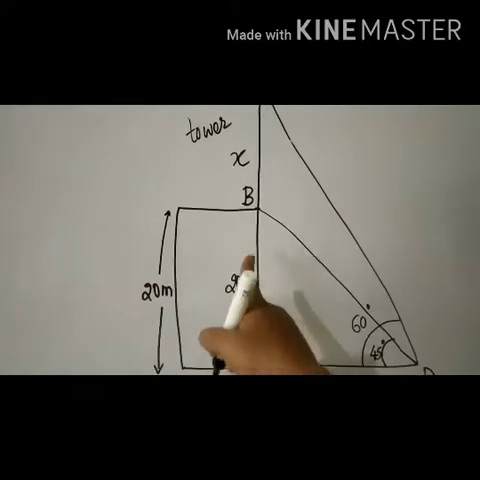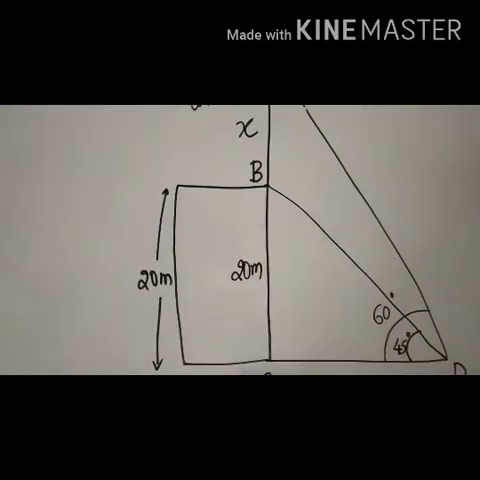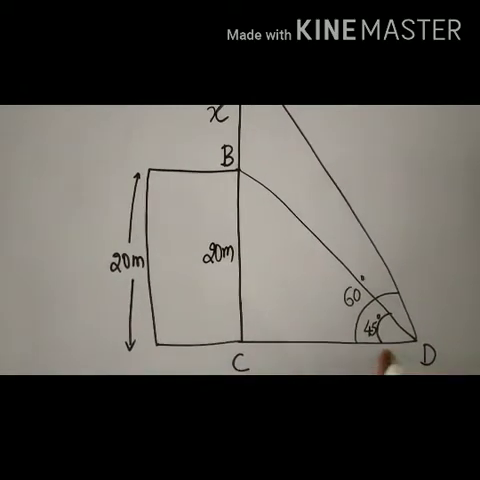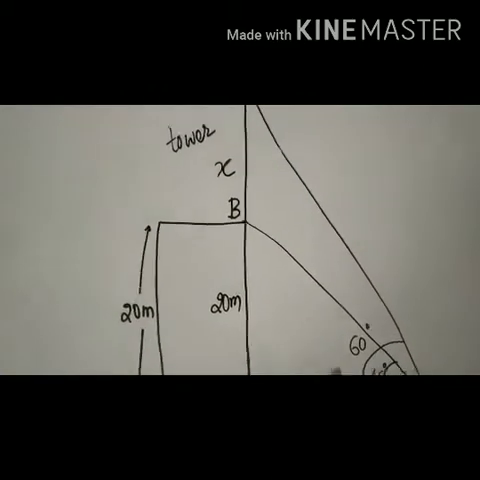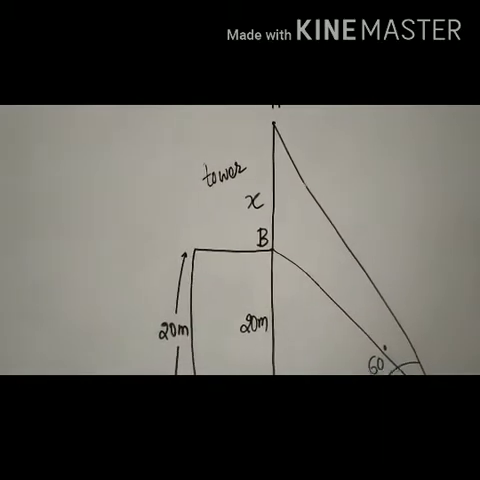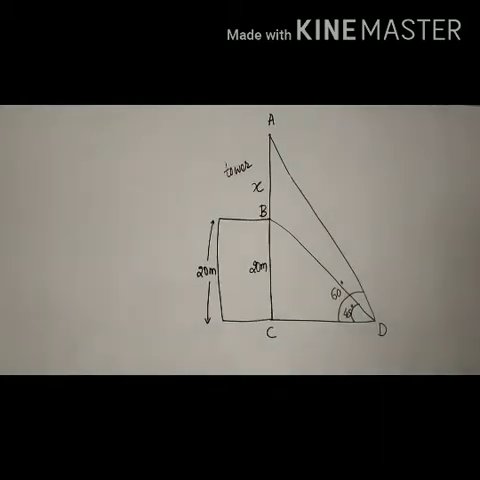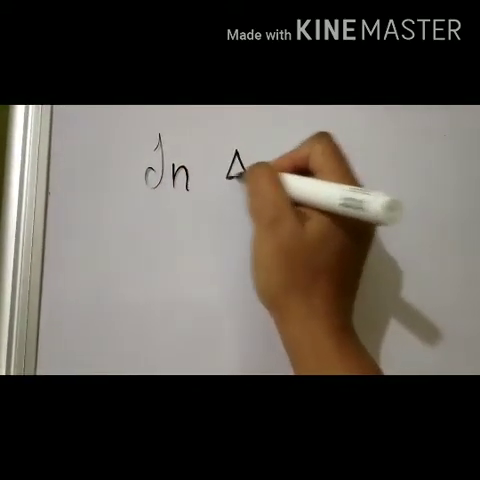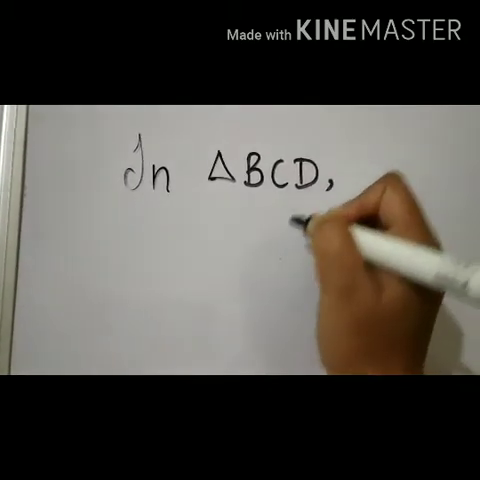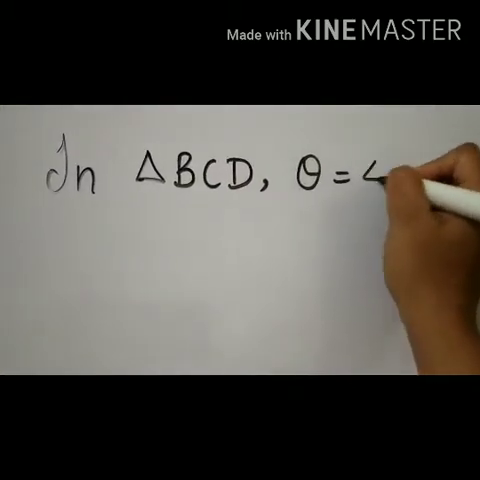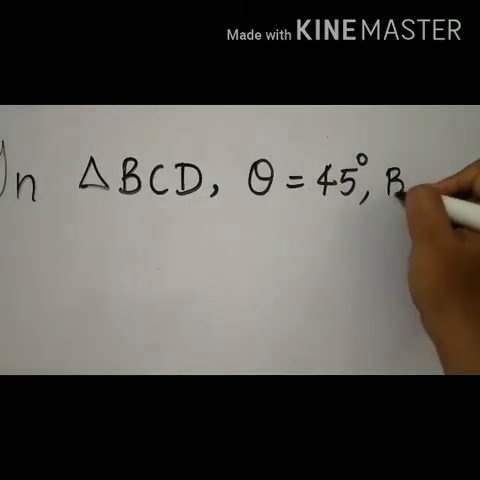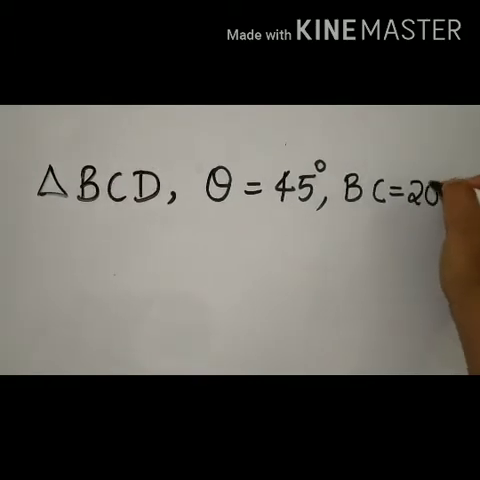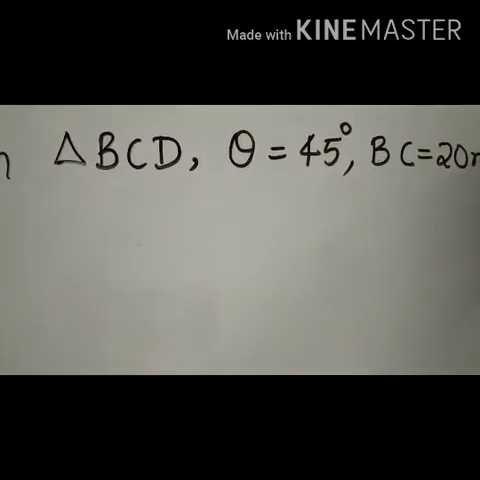So first we must consider the triangle BCD and find the base CD. If we use this, then we can use again the perpendicular and the base to find the length of x, that is the height of the tower. So let us consider the triangle BCD. In triangle BCD, angle theta is 45 degrees, BC is 20 meter. We need to find CD.